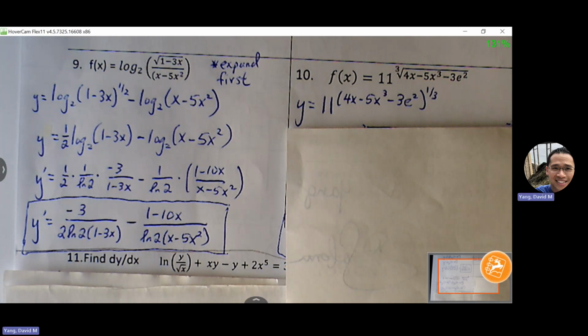Okay, just as a reminder, what's the derivative of 3e squared? 0, right? It's not 6e because e is not a variable. That's just a number. So that whole thing is just a constant, and constant goes to 0.